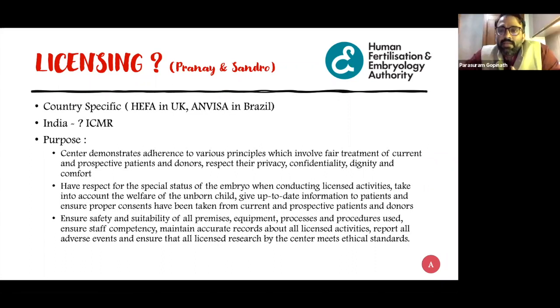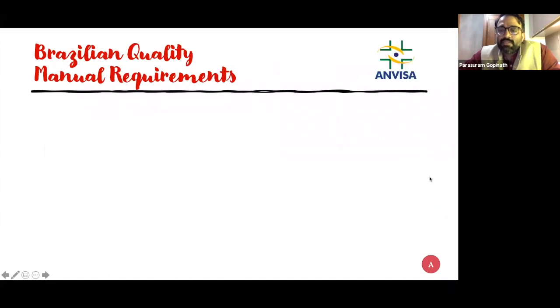It's basically that it's going to be very country specific. Every country has got a very specific, diverse kind of licensing protocols. So I think we can just go with one of the most stringent ones. I think Dr. Sandro can actually add in here. What do you think, what are you following, or what are you doing at your center?